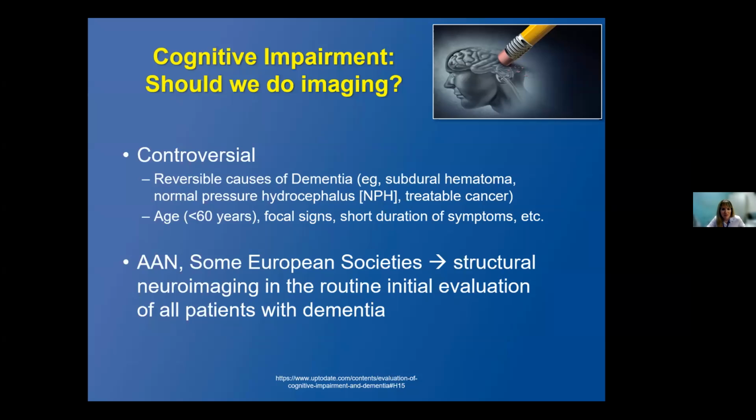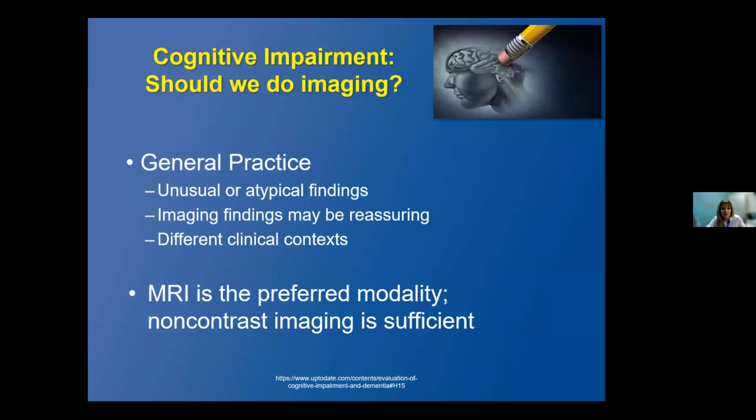there are many medical societies that do recommend structural imaging with either a non-contrast CT or MRI in the routine initial evaluation of all patients with dementia, for example, the American Academy of Neurology and some European societies. The general practice is to order imaging when patients present with unusual or atypical findings, or when imaging findings may be reassuring for patients and family.